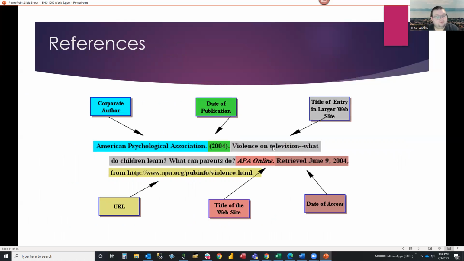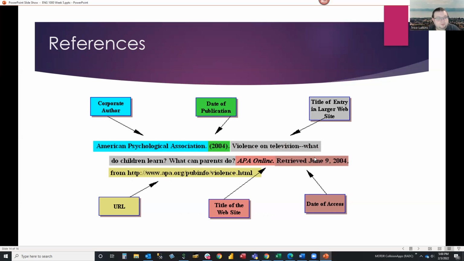So references, here's kind of a breakdown of it. In this one, there's a corporate author, so it's not an individual person. So you have the corporate author, the date of publication, the title of the entry in a larger website. Basically, the name of this article is Violence on Television: What do children learn? What can parents do? And then the title of the website, APA Online.